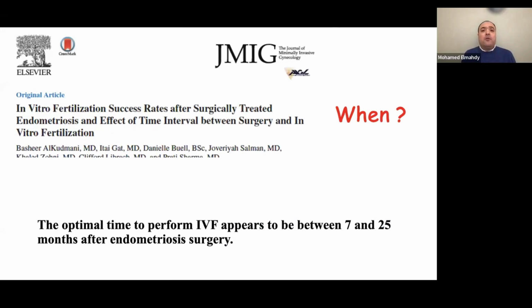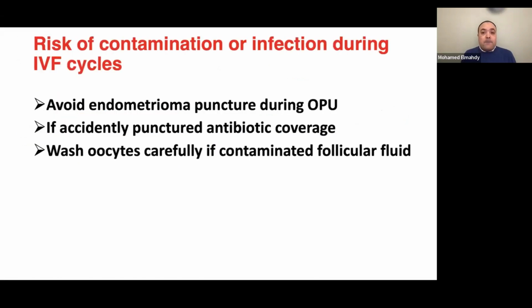So after doing surgery for endometriosis before ART, when to start your stimulation? This study showed that the optimal time to perform IVF appears to be between 7 and 25 months. But I think it's a very long period which gives time for recurrence to occur. I think 3 cycles after endometriosis surgery is a good time to give time for inflammation to resolve and for the ovary to restitute itself and give a good oocyte yield.